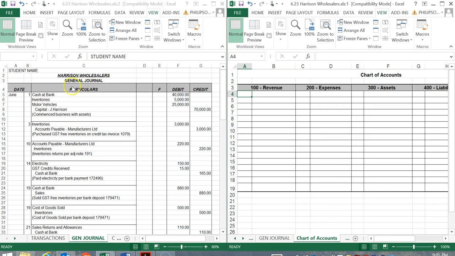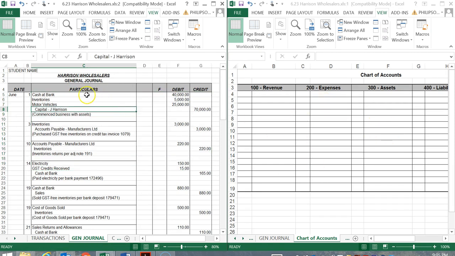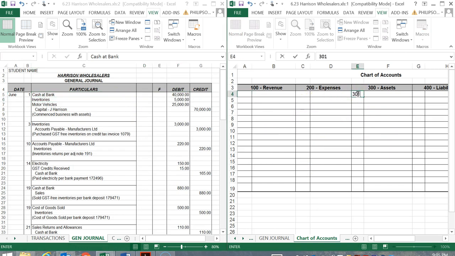So we'll go down this list here, and we will identify the accounts that we've used and populate our chart of accounts. So let's go down the list. Cash at bank, order of liquidity, always first, 301, cash at bank.